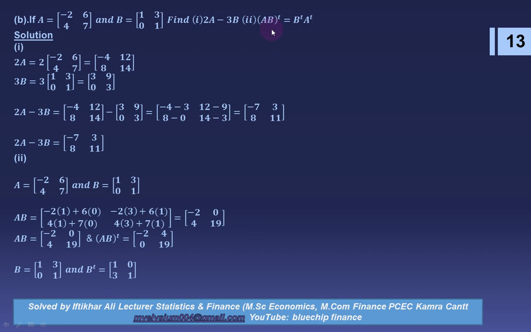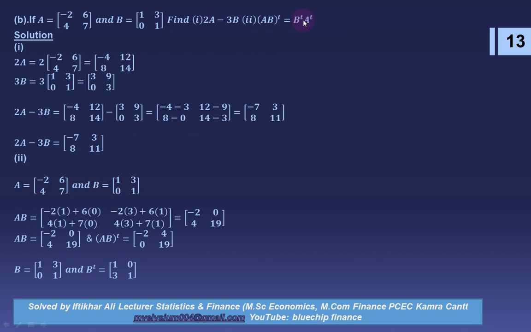Now we move to the second part of the question, that is (AB) transpose. First of all, we need to multiply the A and B matrices. The method is very simple: first row multiplied by first column, first row multiplied by second column, then second row multiplied by first column, and second row multiplied by second column, and then take the transpose of the matrix minus 2, 0, 4, 19, which equals minus 2, 4, 0 and 19. Just change the order of the matrix, it will be equal to the transpose.